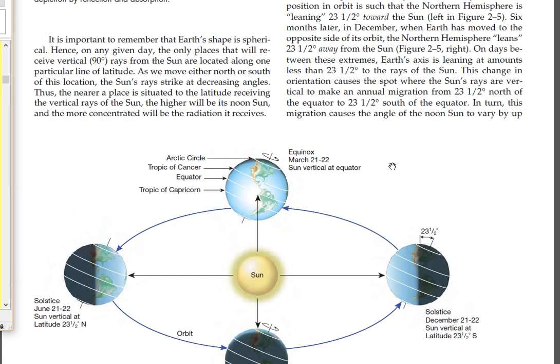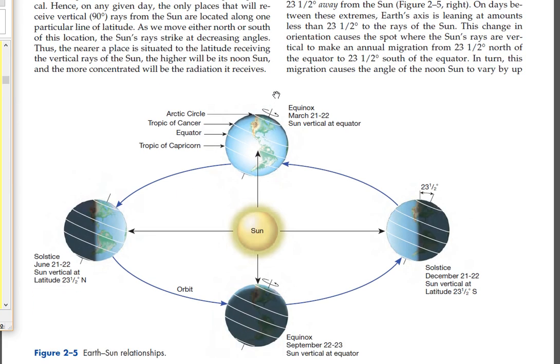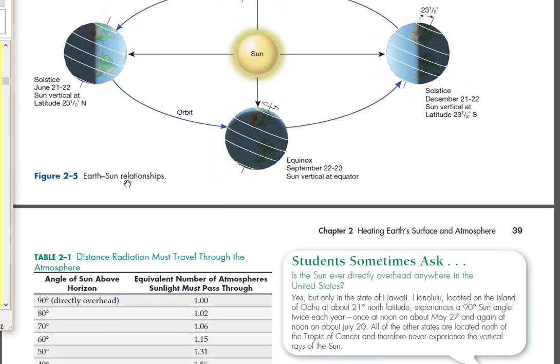On days between these extremes, Earth's axis is leaning at amounts less than 23.5 degrees to the rays of the sun. This change in orientation causes the spot where the sun's rays are vertical to make an annual migration from 23.5 degrees north of the equator to 23.5 degrees south of the equator. In turn, this migration causes the angle of the noon sun to vary by up to 47 degrees, 23.5 plus 23.5, for many locations during a year.